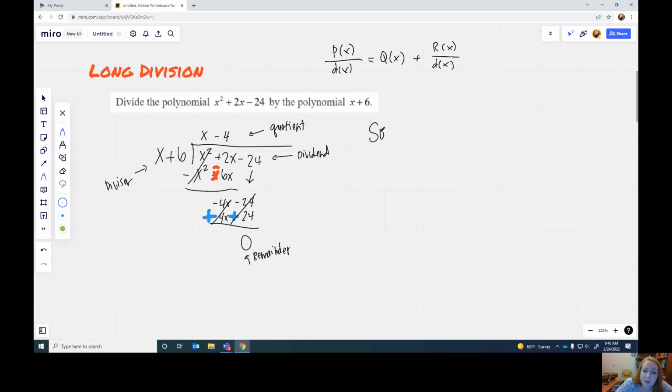So here's our solution. Our quotient, which is x minus 4, plus our remainder, which was 0, over the original divisor, which was x plus 6. Now, like I said earlier, when you have a remainder of 0, it just makes this whole part cancel out. So our solution is just x minus 4, because 0 over anything is still going to be 0. So there's our solution.